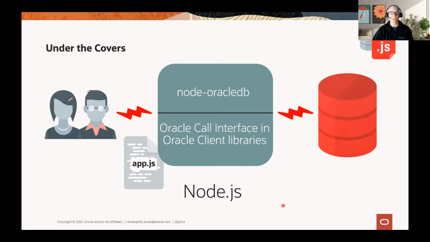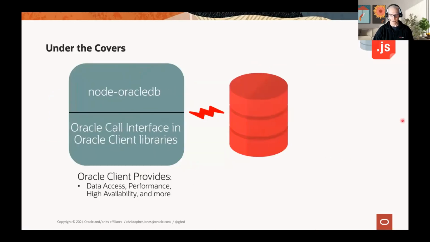So Node itself is a relatively thin layer. My shorthand: Node Oracle DB is obviously a relatively thin layer on all of that technology, which is in those client libraries. Under the covers, the Oracle client libraries provide data access, buffering, fetching, compression, performance. They provide the high availability. Some things we're not going to talk about today, such as application continuity, is all baked into those Oracle client libraries, the thick stack. It's well tested, well used, widely used.